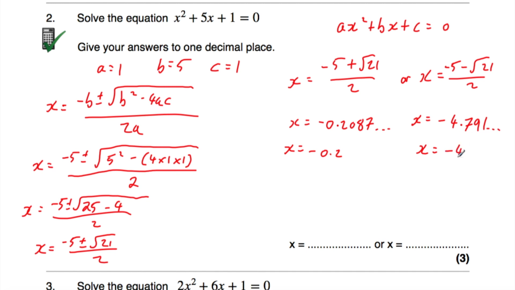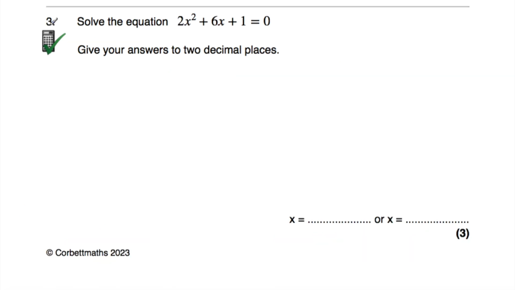minus 4.8. So we've got x is equal to minus 0.2 or x is equal to minus 4.8. Both of those values will satisfy this equation. So there are two solutions. So that's it, so minus 0.2 or minus 4.8. Okay, let's have a look at question number 3.